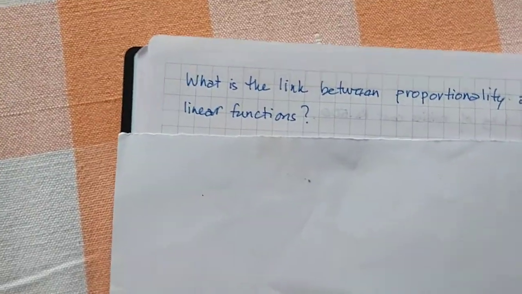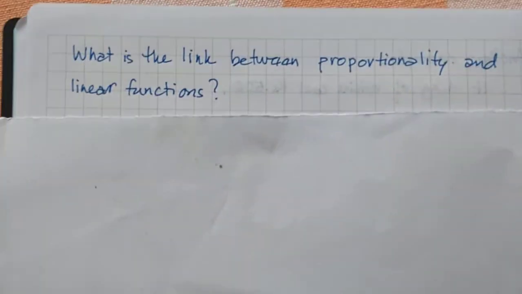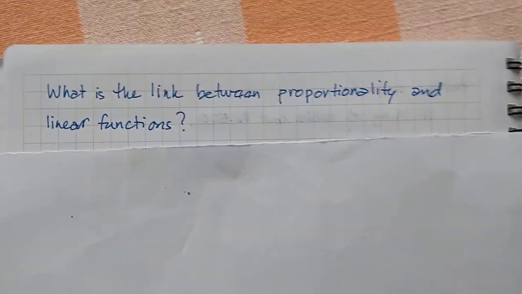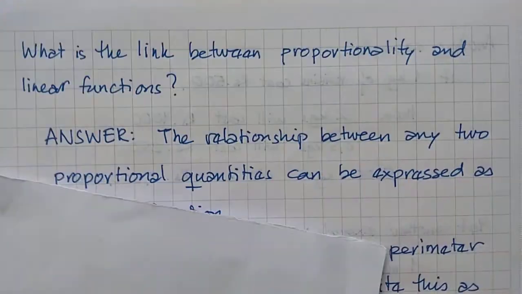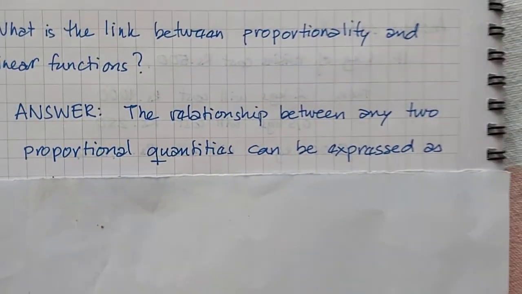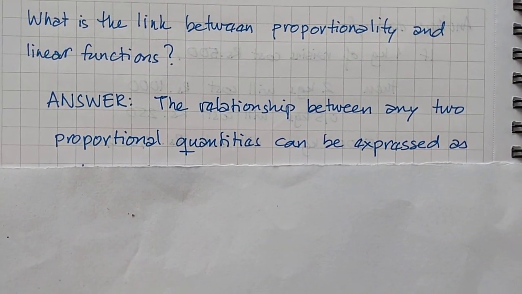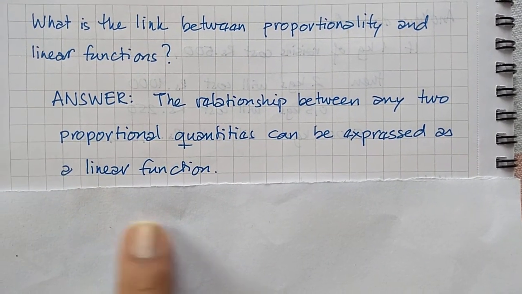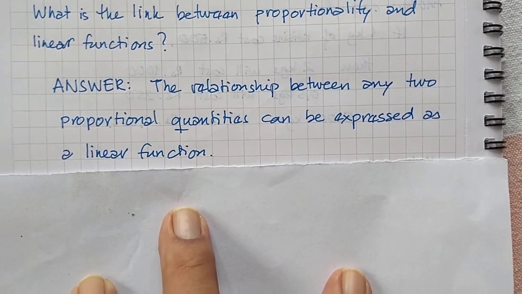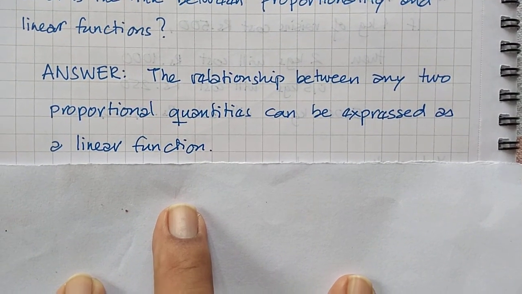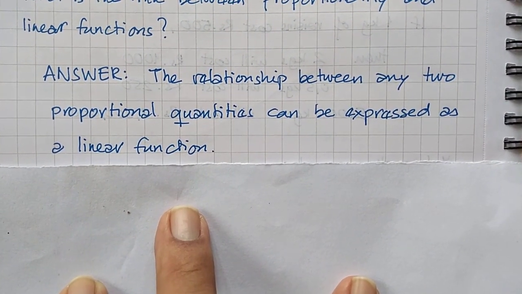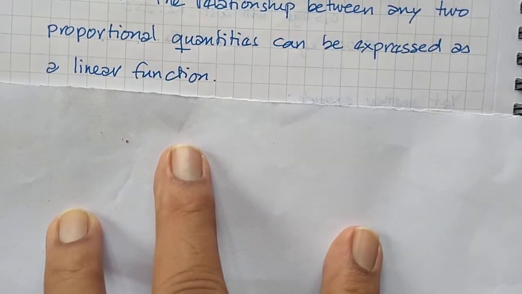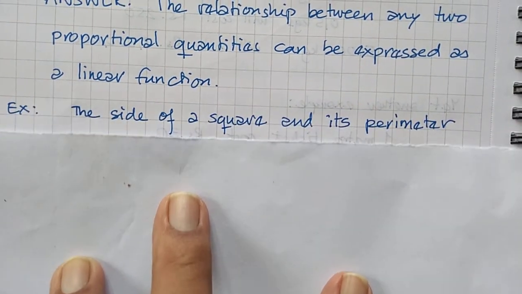So now we come to this chapter's basic subject, which is what is the link between proportionality and linear functions. So the answer I've written here: the relationship between any two proportional quantities can be expressed as a linear function. So if two quantities are proportional, you can write the relationship between them as a linear function. Shall we try some? Okay, we'll take the simple example of the square and its perimeter.